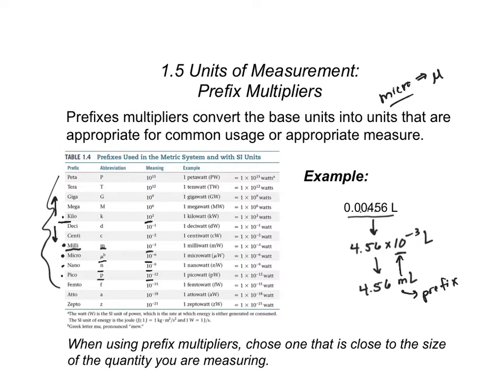Okay, so it's important to note too that when you're using prefix multipliers, you always want to pick the one that is closest to the size of the thing that you're measuring, right? For this guy, that 10 to the minus 3 told me I need to use milli. Would it have been appropriate for me to try to have converted that to micro or to nano? No, because then it would be this gigantic number, right? It's not appropriate. So you always want to pick whatever this is as close to this as possible, okay?